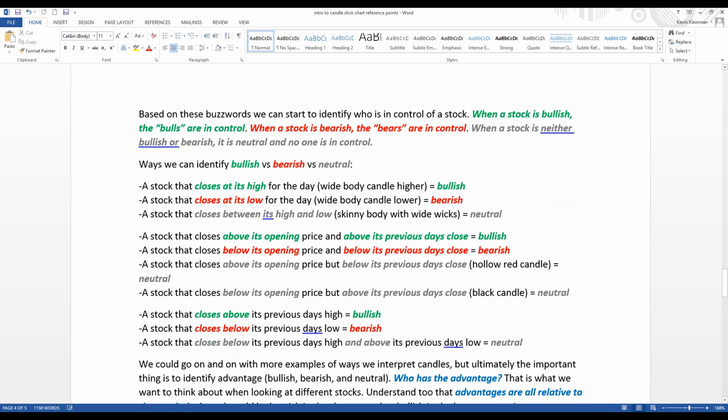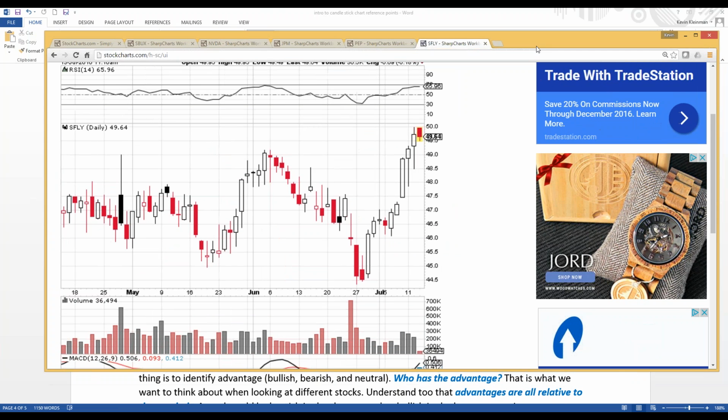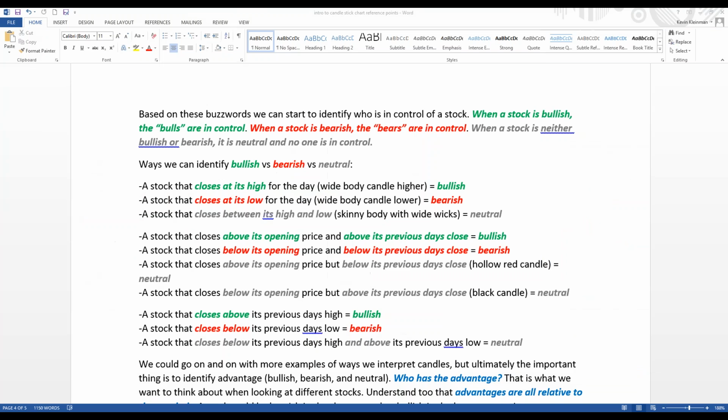Now, I've got a number of different ways that we can identify bullish versus bearish versus neutral, and this is just a handful of examples. There's all types of ways, really. But if a stock closes at its high for the day with a wide body candle higher, then you might say it had a bullish day. If we look at this example again of Shutterfly, you see this candle here, a great example of a very bullish day with a very wide body closing at the high of the day, and it then continued higher in the following week. It doesn't always work like that, but it's just an example of what I'm talking about.